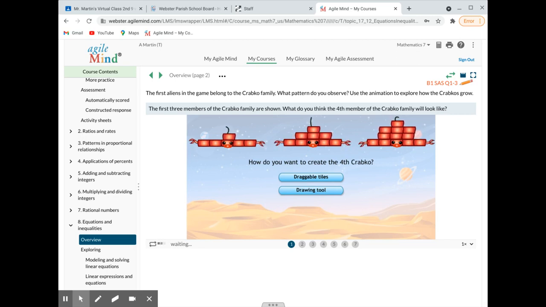All right, so it says the first 3 members of the Crab Co family are shown. What do you think the 4th member of the Crab Co family will look like? So I want y'all to take a look at those tiles and see how they're growing. Does anybody notice anything special? They get wider. Well, are they getting wider or are they getting taller? Taller. Yeah, they're getting taller.